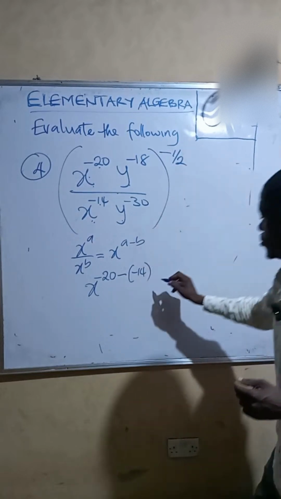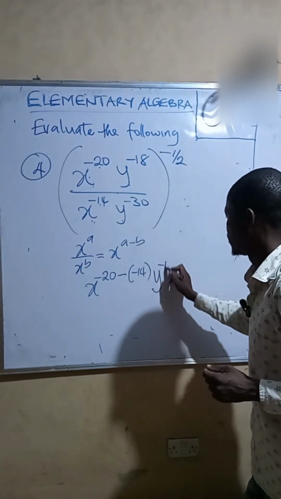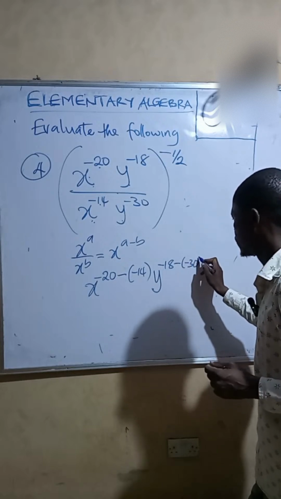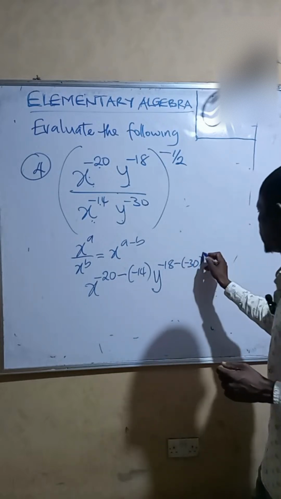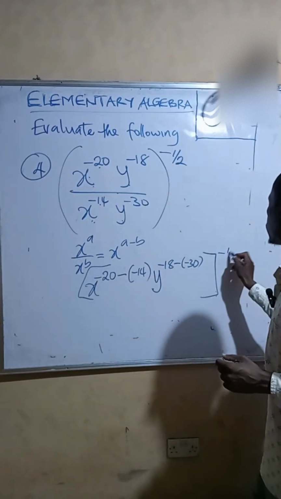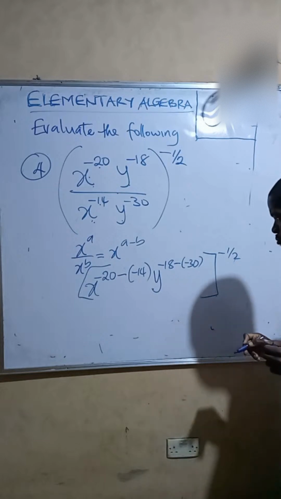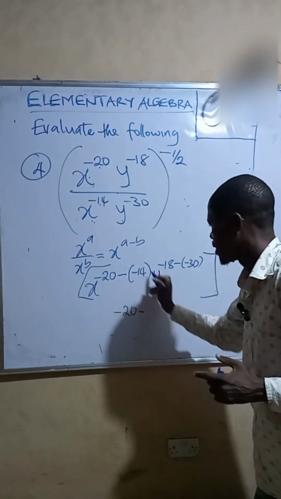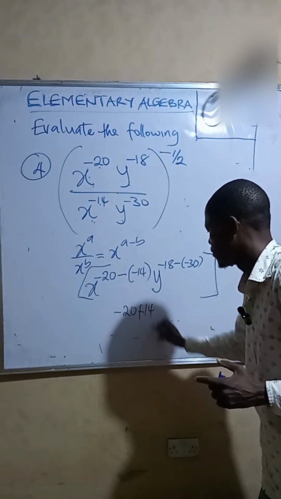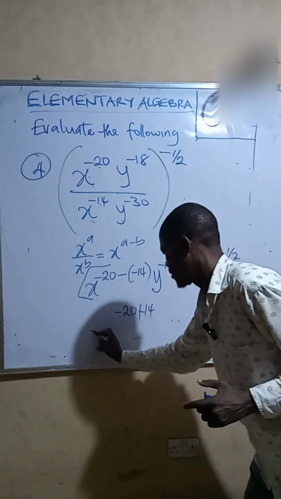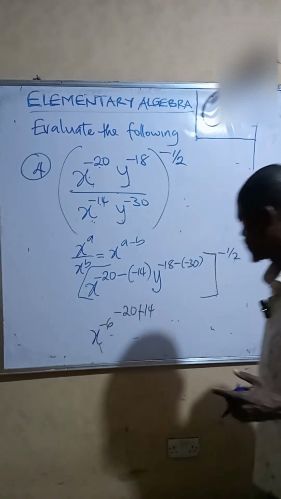Then for the y variable, do the same thing also. Minus 18 minus 30. Okay? Then you can open and close your brackets. The power here, minus 1, minus half. So minus 20 minus becomes plus 14. And that's what? That's minus 6. That's x to the power minus 6.